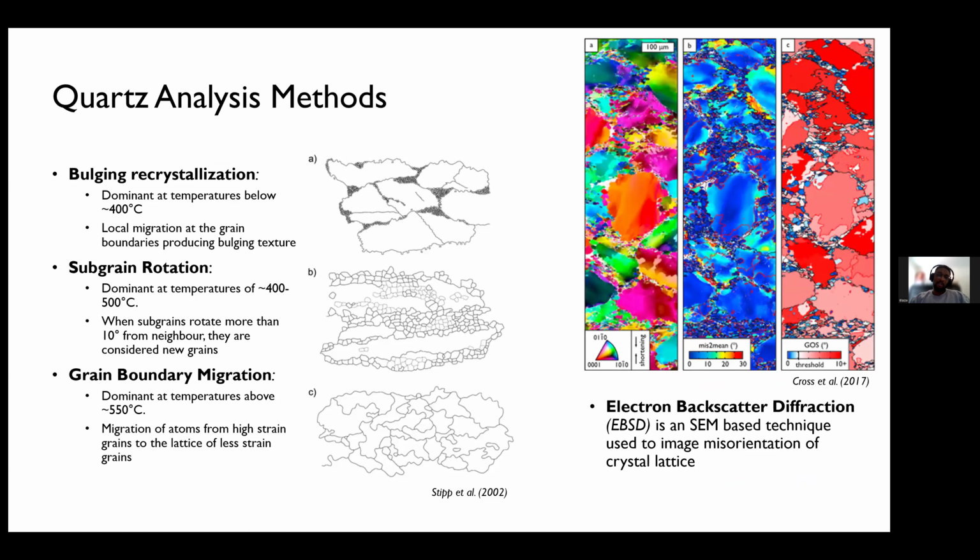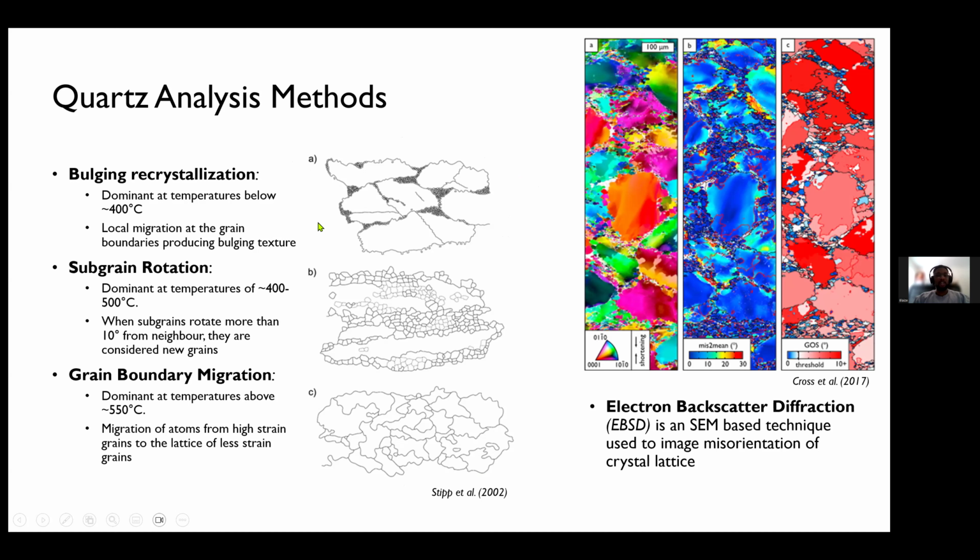So I'm quickly going to talk about some of our quartz analysis methods, just because the bulk of this project is on the centimeter to micron scale. So these are very important observations for us. Starting quickly with dynamic recrystallization of quartz. This can be broken out generally into three different regimes, starting with the lowest temperature regime. This is the dominant mechanism at temperatures below 400 degrees C, and it's bulging recrystallization.